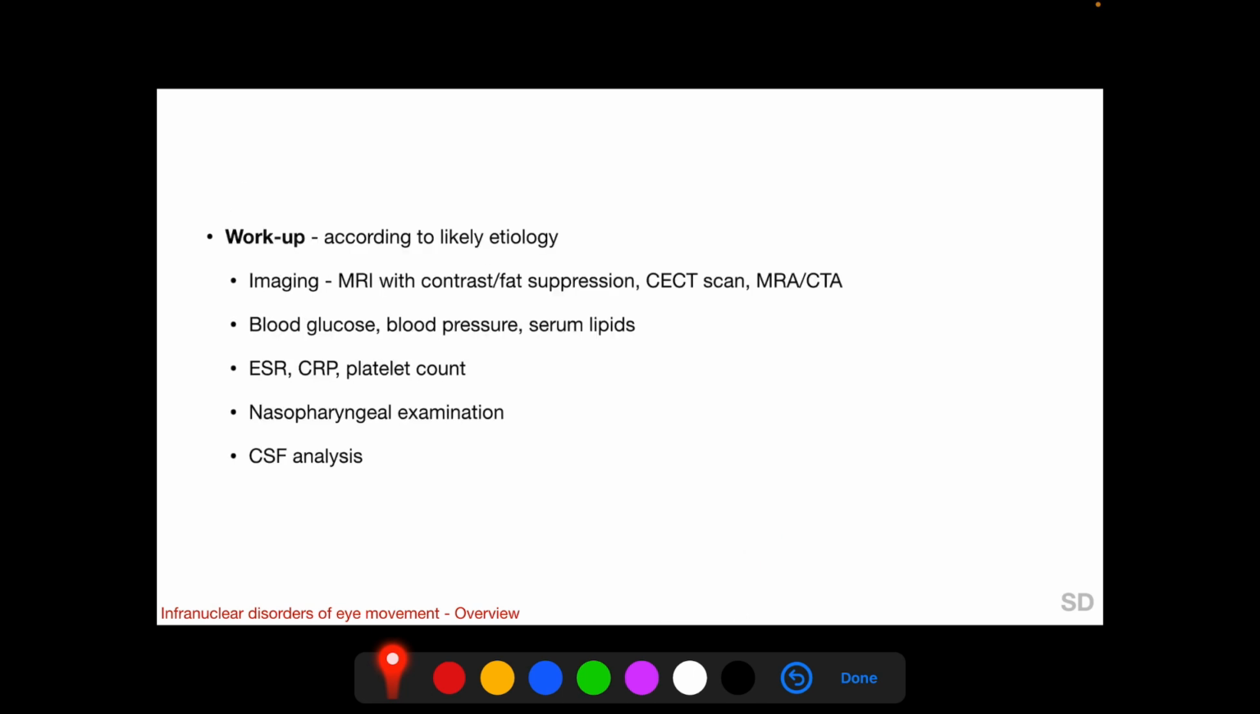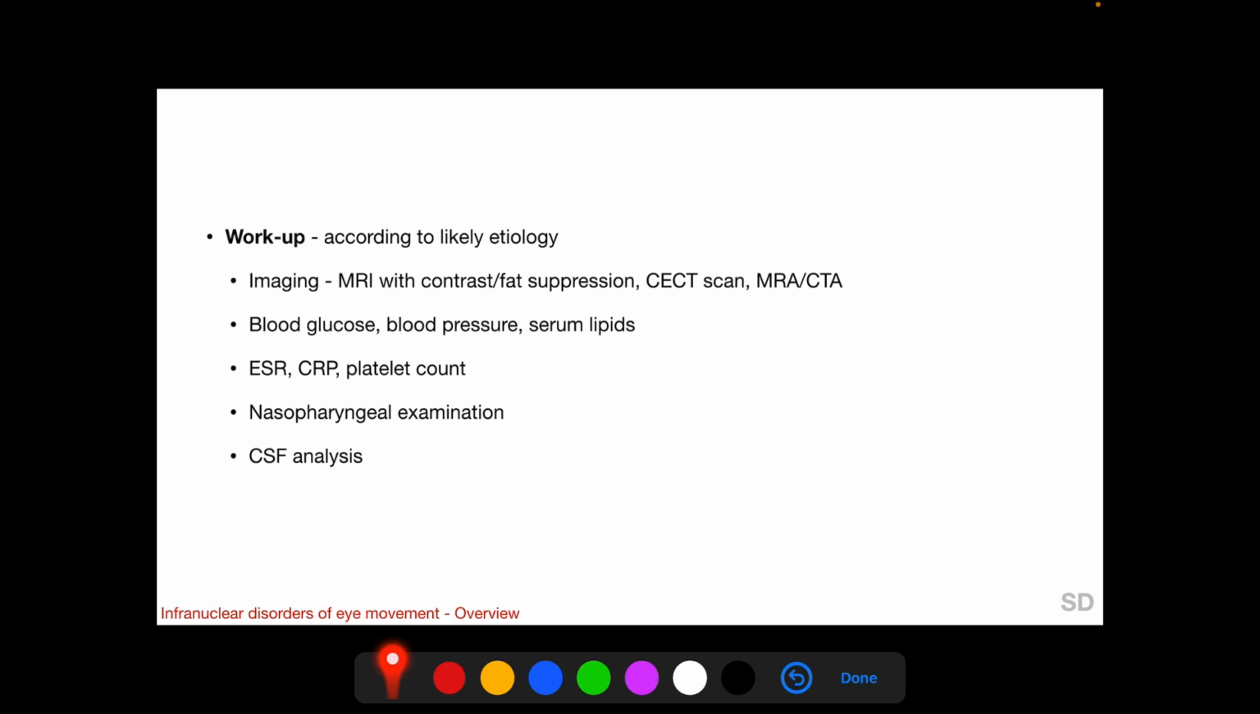Workup of a patient with infranuclear disorder of eye movement is based on the likely etiology suggested by the clinical examination and may include imaging with magnetic resonance imaging, CT scan, magnetic resonance angiography, and computed tomographic angiography. An evaluation of blood glucose, blood pressure, and serum lipids is indicated if they are not previously known and we suspect ischemic microvasculopathic lesion of an ocular motor nerve.